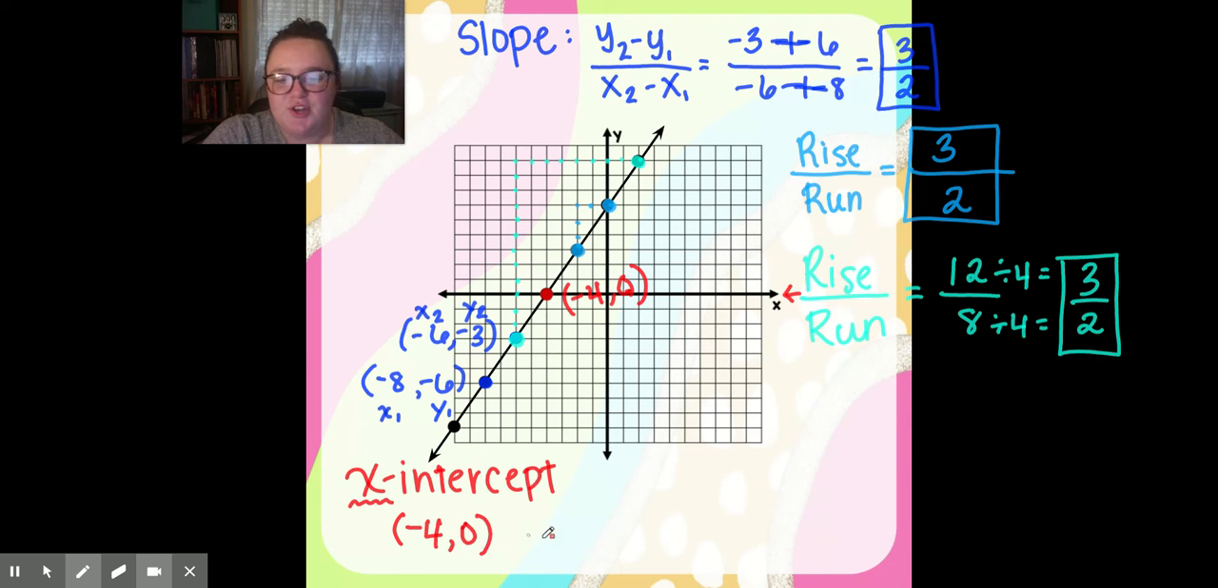A cool thing to note about the x-intercept is that wherever it's at on the x, right here it's at -4, that's in the x part of your ordered pair, okay? If the y is 0, that's the x-intercept. Let's look at the opposite. Let's look at the y-intercept.